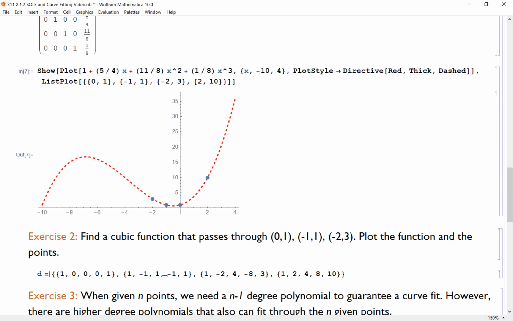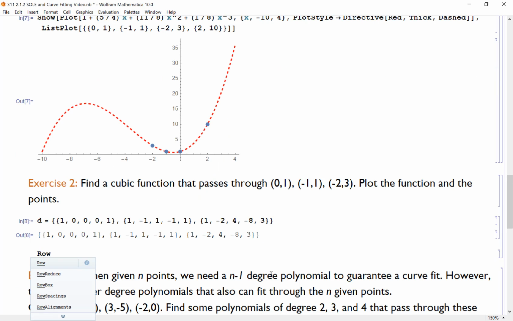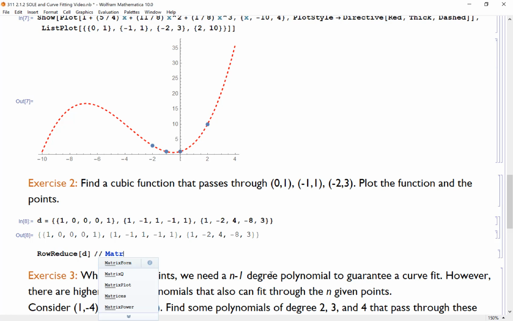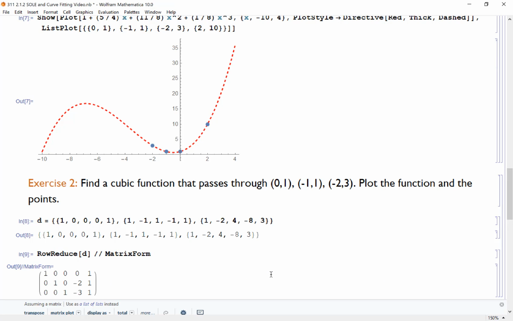It's actually very similar to C, so let me just copy C. The difference is, this time I do go through 0, 1. I go through negative 1, 1, and negative 2, 3, but we didn't specify the point 2, 10, so I'm going to delete that row out of my matrix, and now just do the same thing we just did. So I'm going to row reduce D, and this time matrix form.